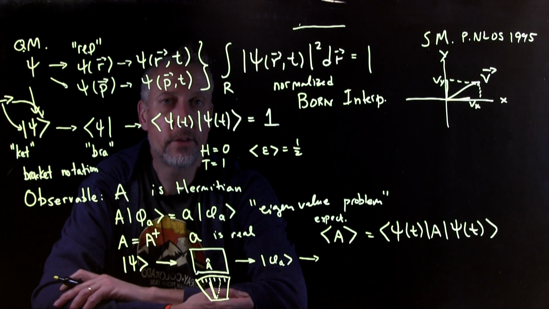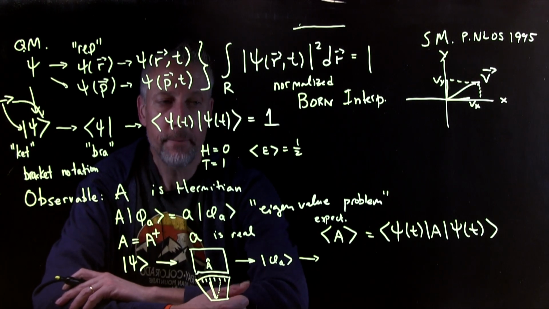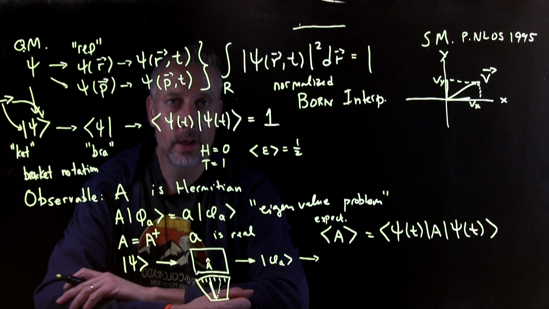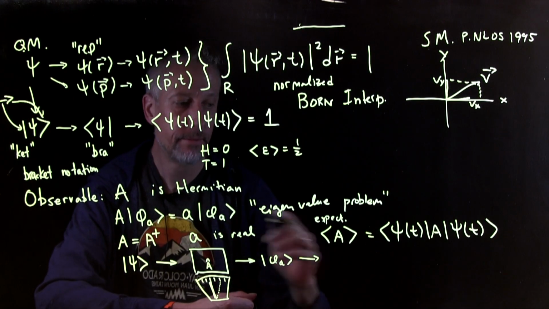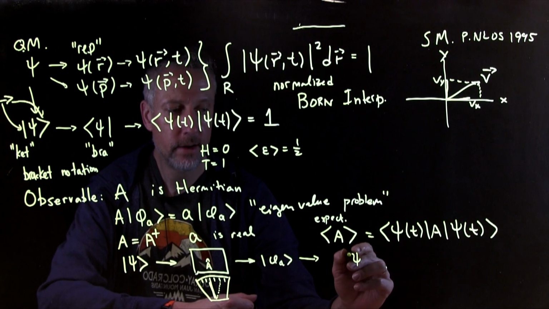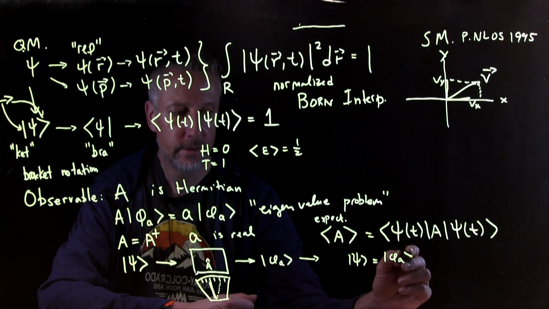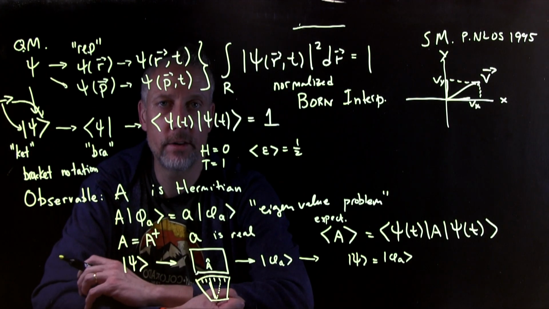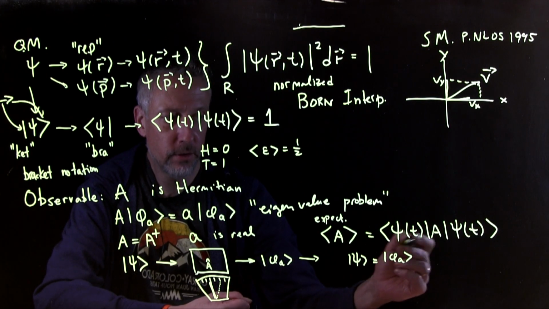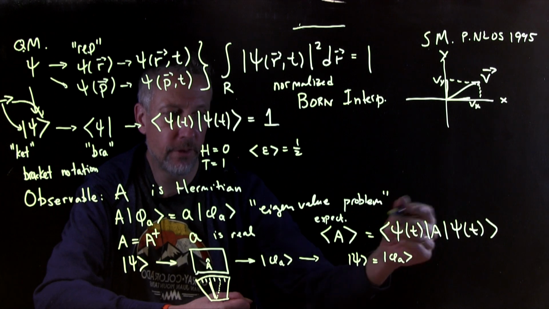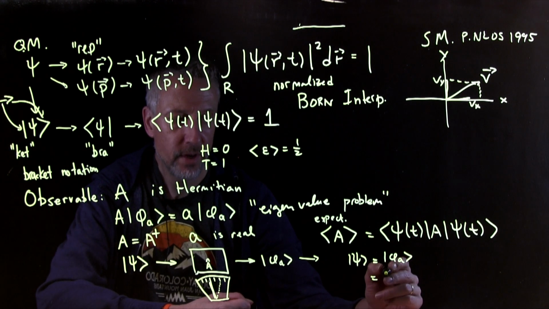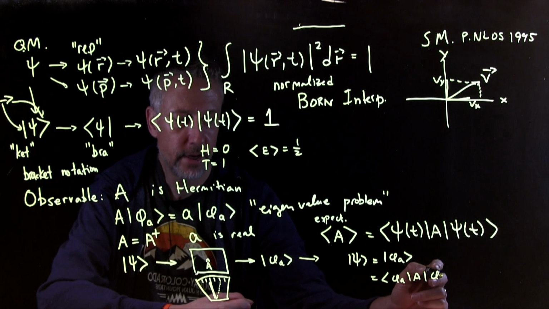And there's a special case. What if the state psi was actually one of the eigenvectors of the A operator? So let's say psi is equal to phi A, one of the eigenvectors of A. Well, then we can plug it in. We'll forget about the time for now. So we're going to have phi A, phi A.